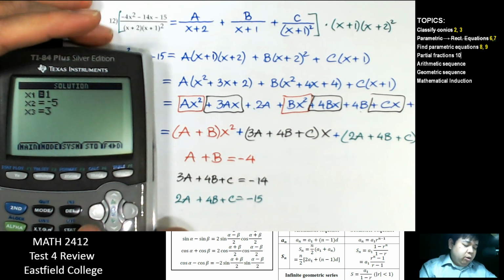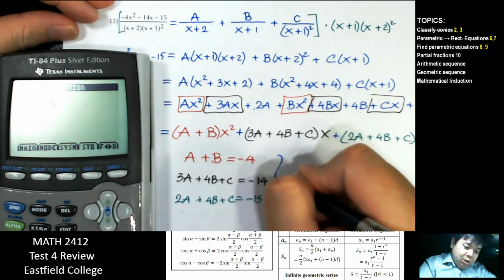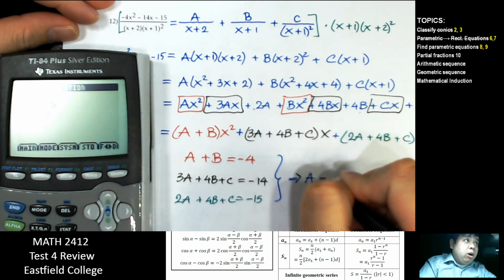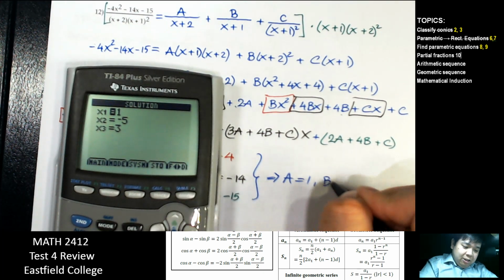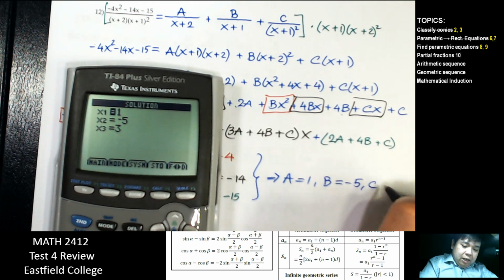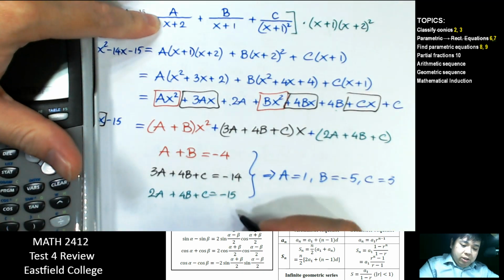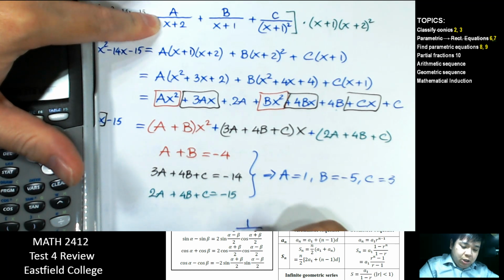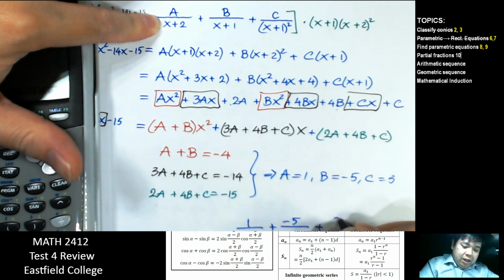Right. A is 1, sorry, B is negative 5, and C is 3. So put it back into the original equation. We have 1 over x plus 2, negative 5 over x plus 1, and 3 over (x plus 1) squared.